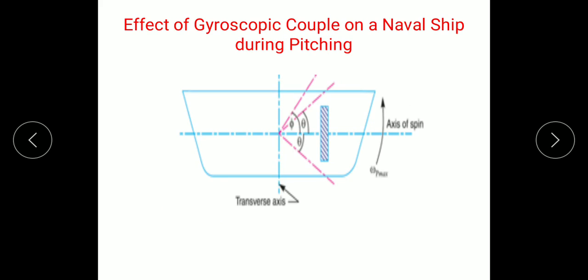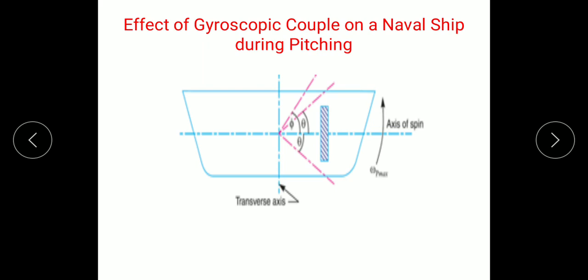Okay, next, this is the effect of the gyroscopic couple on a naval ship during pitching. So first of all, what is pitching? Pitching is the movement of a complete ship up and down in a vertical plane. Generally, pitching means movement of the ship up and down. Vertical plane means we have the transverse axis. So pitching means the movement of a complete ship up and down in a vertical plane.